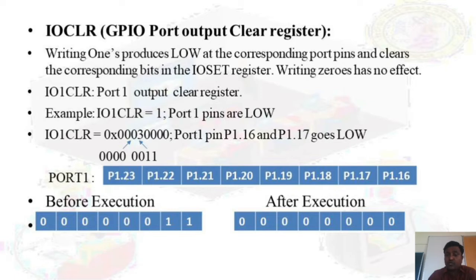IO1CLR equal to 0x00030000 means port 1 pins P1.16 and P1.17 go low. That is, 3 can be written as 0011, port 1 P1.19 to P1.16. Here, before execution, the values of P1.16 and P1.17 are high. After execution, the high value becomes low.